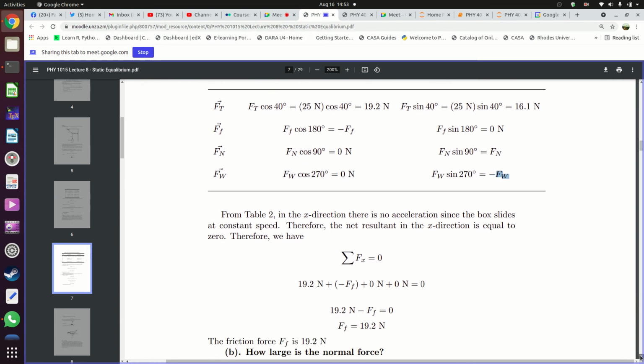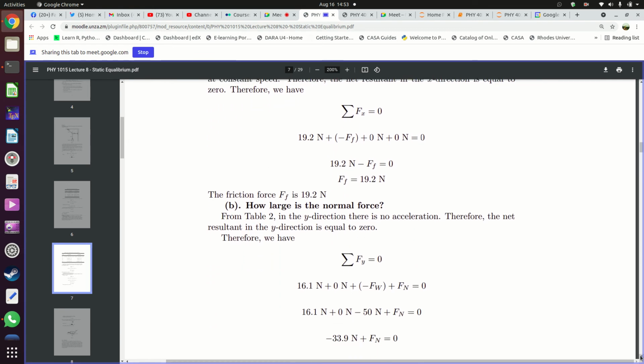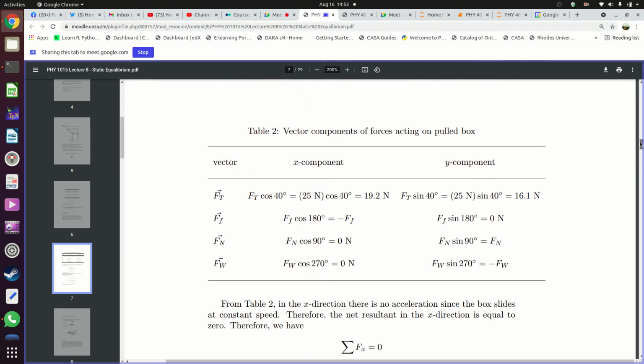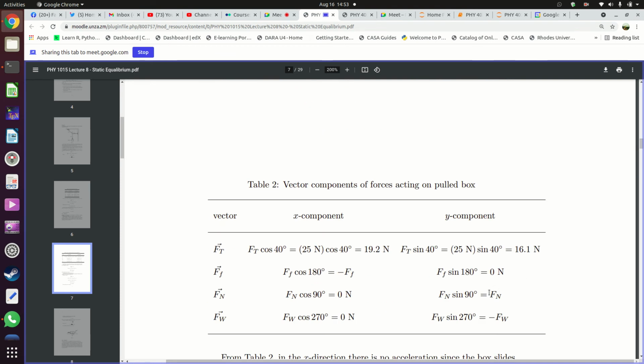So let's see what you have. The other question says, how large is the normal force? For us to find out how large the normal force is, we need to add our y components. That's what we need to do. We need to add our y components.